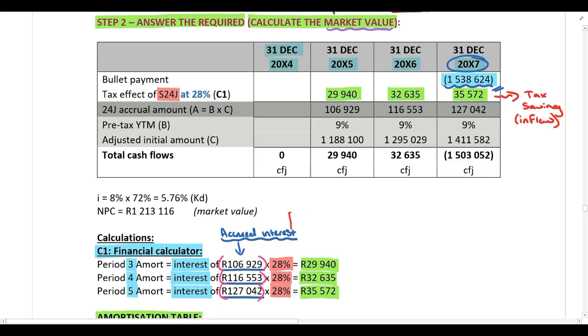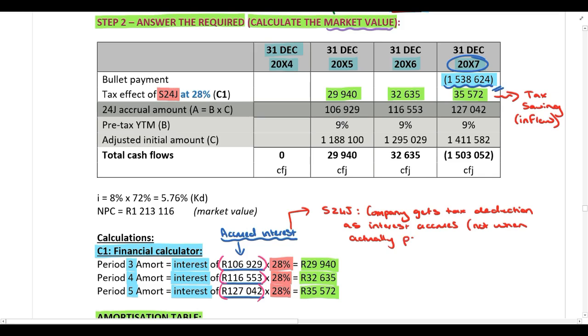All right, so how does Section 24J work? We are not interested when the actual cash flow takes place. We are interested in when the interest accrues. So the company gets their tax deduction as the interest accrues, not when it is actually paid. The interest is only paid on the 31st of December 20X7. We don't get the tax benefit when we actually pay the interest. We get the tax benefit as the interest accrues over the period. So that is the logic behind Section 24J. Very simple, not too difficult.